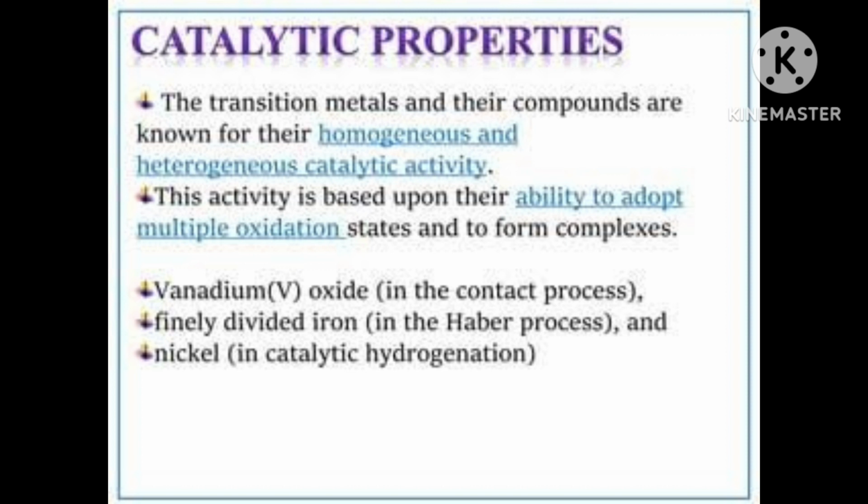Interstitial compounds are those which are formed when small atoms like H, C or N are trapped inside the crystal lattice of metals. Okay, in the crystal lattice of metals, when hydrogen, carbon, nitrogen, which are small atoms, are trapped, then that compound is called interstitial compound. They are usually non-stoichiometric and are neither typically ionic nor covalent.